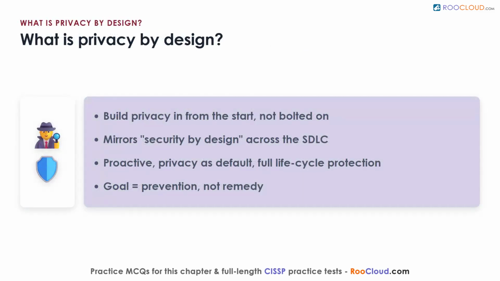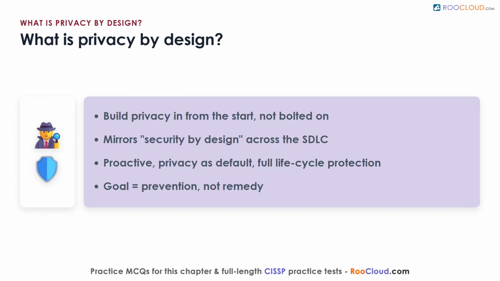What is privacy by design? It is the practice of building privacy protections into a product from the very start, rather than tacking them on at the end. It mirrors security by design, treating privacy as a core part of the architecture across the whole software development lifecycle. Its foundational principles push you to be proactive, not reactive, to make privacy the default setting, and to protect data across its entire lifecycle with real transparency and respect for the user.